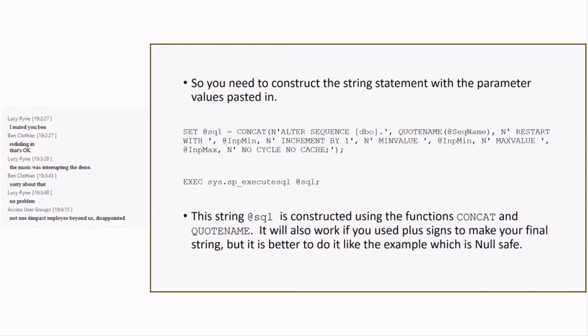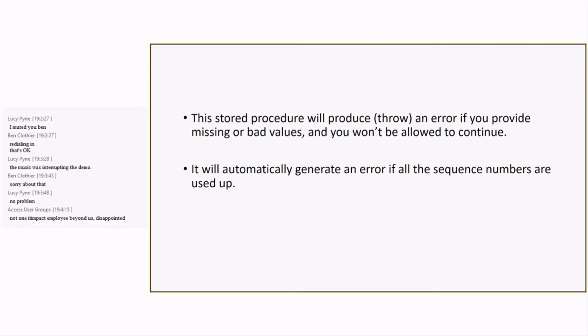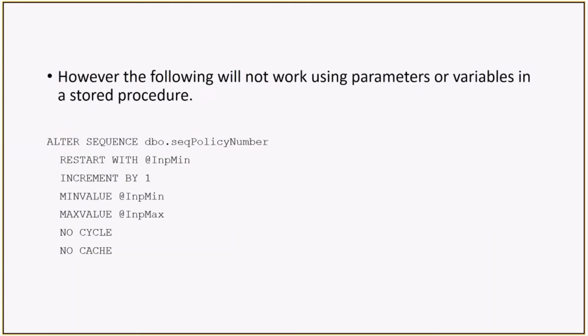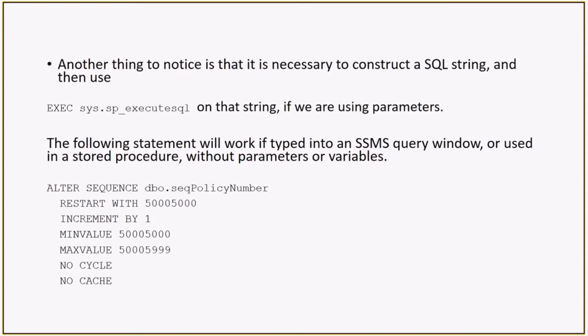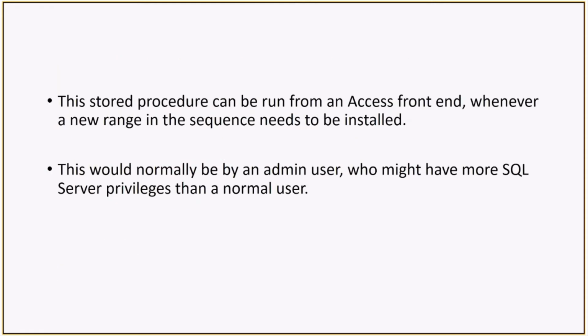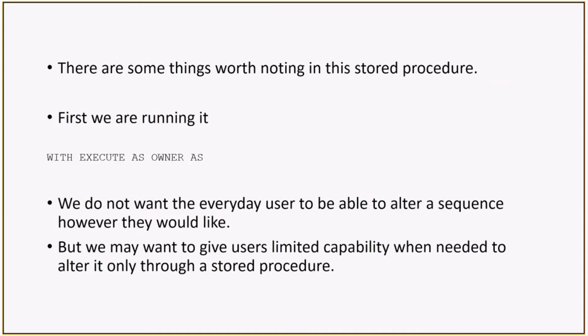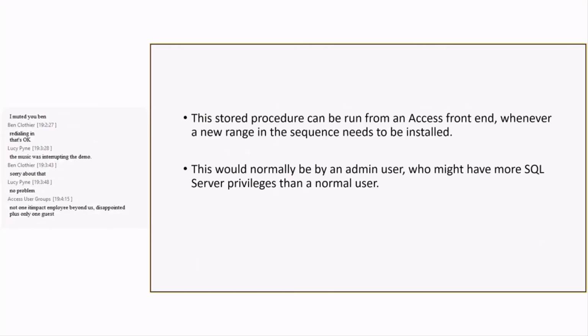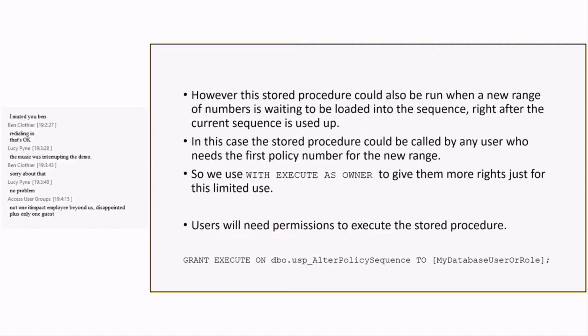Now, this stored procedure will throw an error if you provide missing or bad values, and you won't be allowed to continue. We'll go back to the stored procedure. So it throws an error here. It throws an error here. So if you have an invalid name, or if you have null values for parameters, it'll throw an error. It will also automatically throw an error if you run out of numbers. Okay? If all the sequence numbers are used up, it will also throw an error.